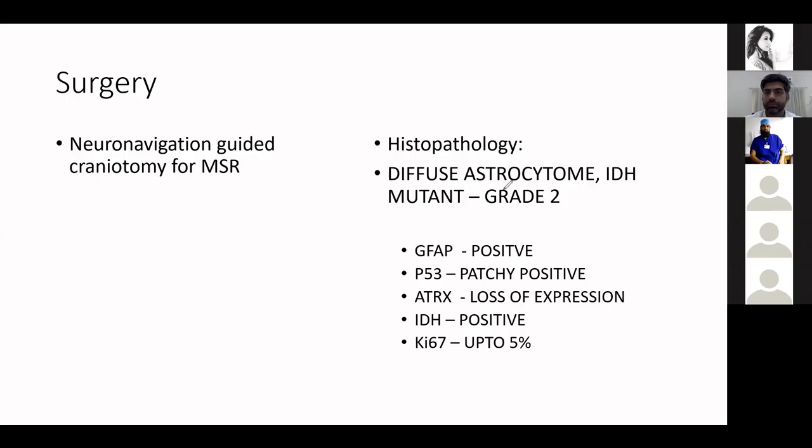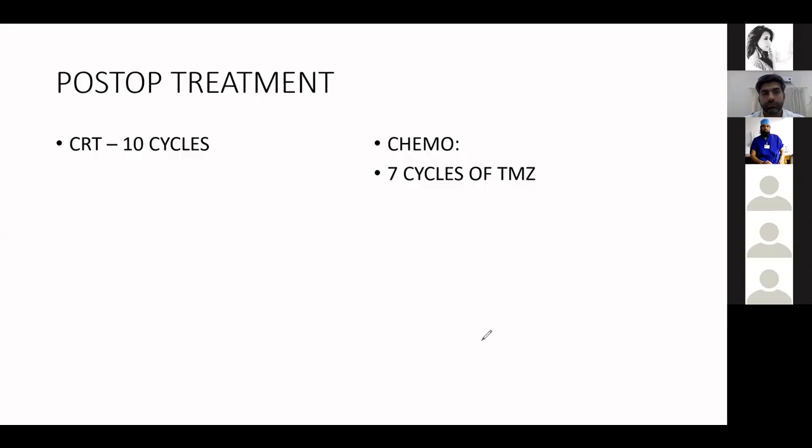be a diffuse astrocytoma, IDH mutant grade 2, and the rest of the parameters are mentioned there. GFAP was positive, P53 positive, ATRX loss, IDH was positive, and Ki67 was up to 5%. Since we don't have an oncology service over here, we referred her to an oncologist. She received, 6 weeks after the surgery, this treatment: CRT 10 cycles and chemo temozolomide for 7 cycles.